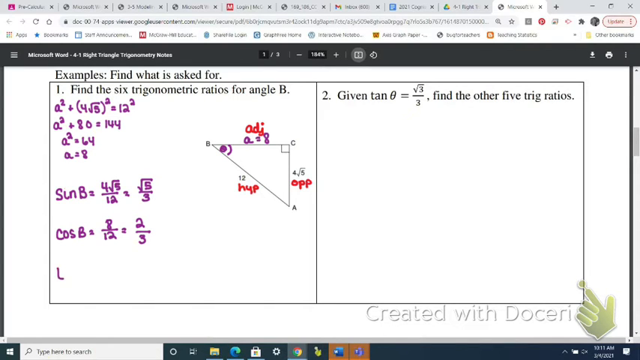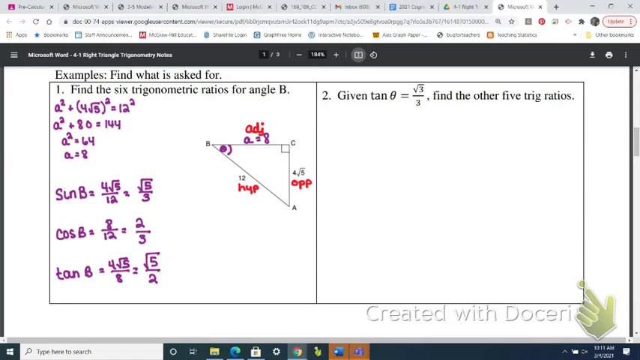And the last of the main 3 is my tangent. This is opposite over adjacent. And if I reduce that, that's just square root of 5 over 2.